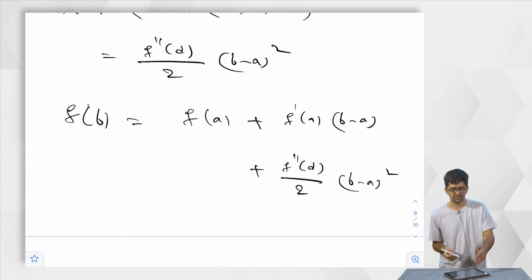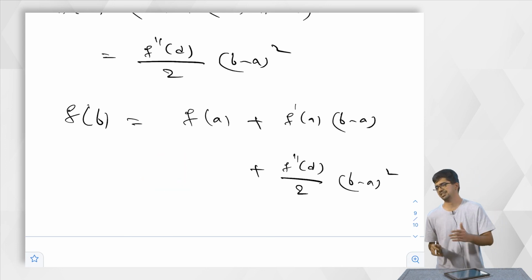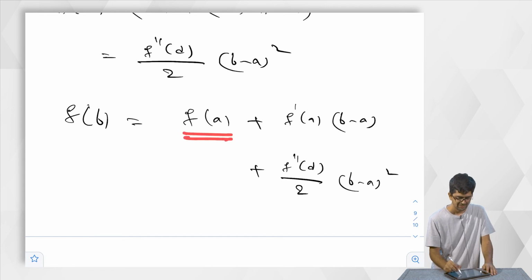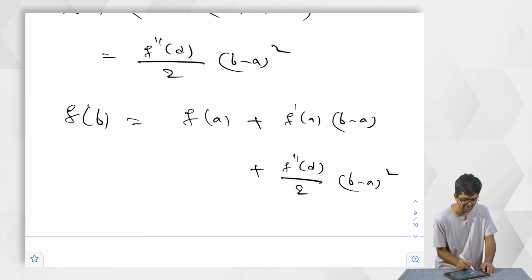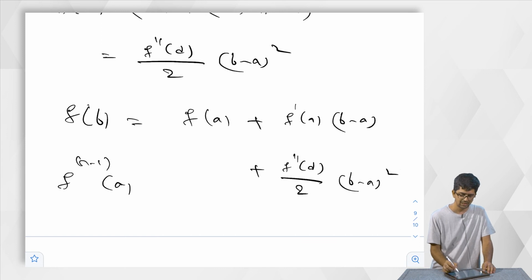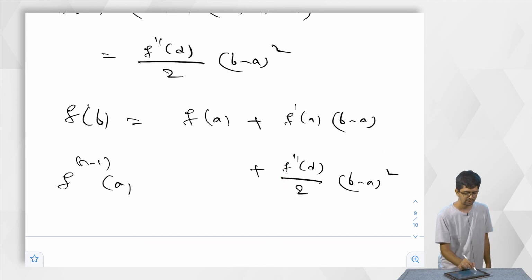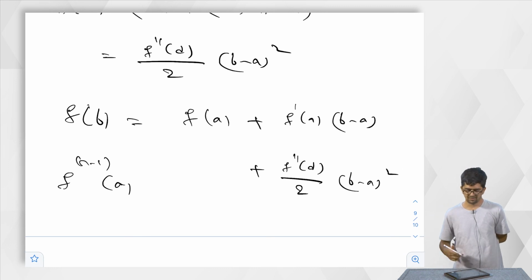Now one can proceed further, and when we start with f being an n times differentiable function, then we will have fa, f dash a, maybe f double dash a, and so on till f power n minus 1 at a. Then in the nth derivative part there is some other element that is helping us to compute f of b. So this is the so-called Taylor's theorem, maybe with some extra remainder.